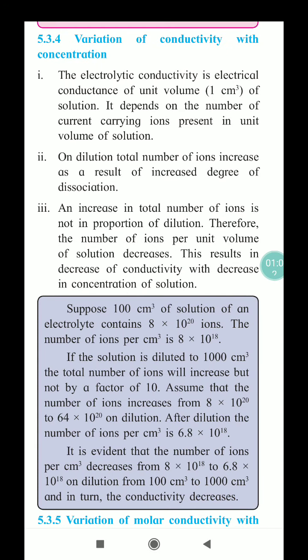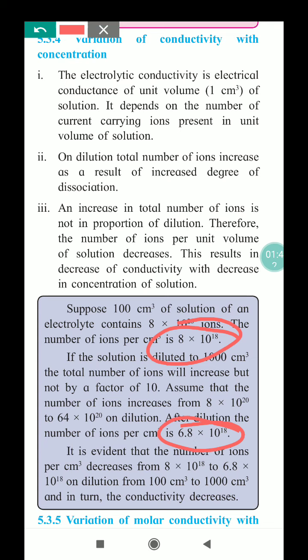If the solution is diluted to 1000 centimeter cube, the total number of ions will increase, but by a factor less than 10. Assume that the number of ions increases from 8 into 10 to the power 20 to 64 into 10 to the power 20 on dilution. After dilution, the number of ions per centimeter cube is 6.8 into 10 to the power 18. Initially it is 8 into 10 to the power 18. After dilution, that becomes 6.8 into 10 to the power 18.